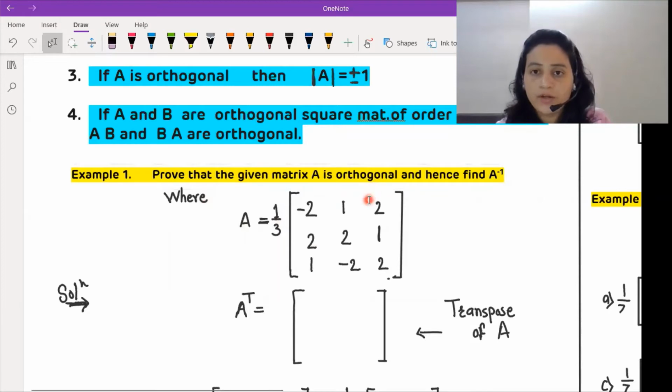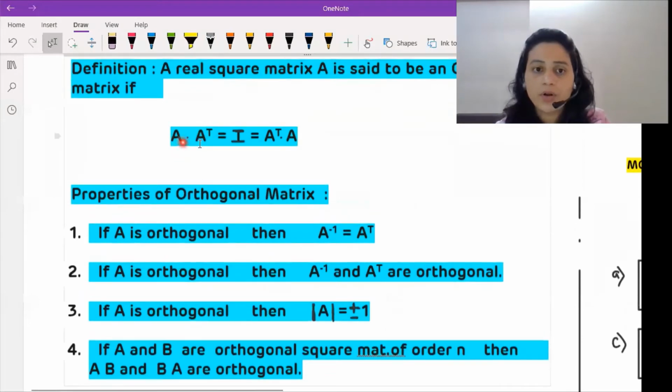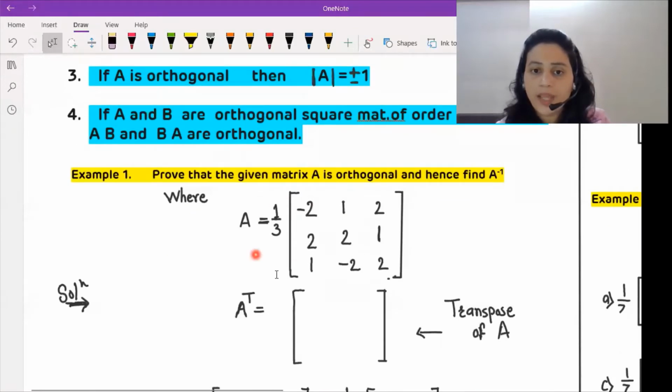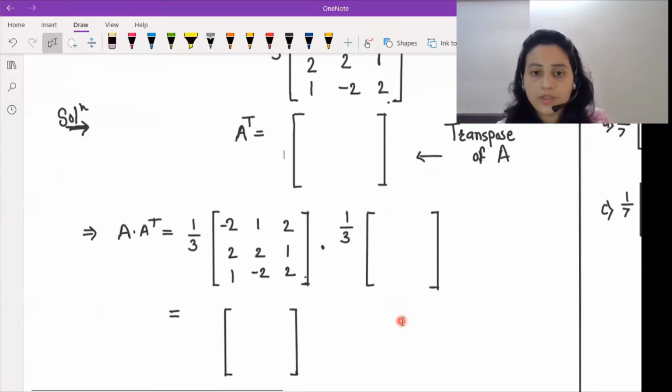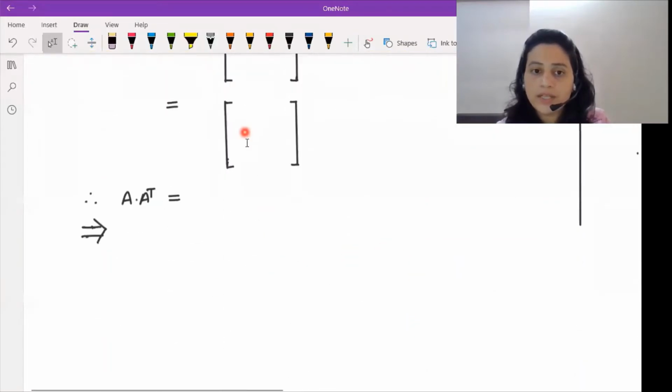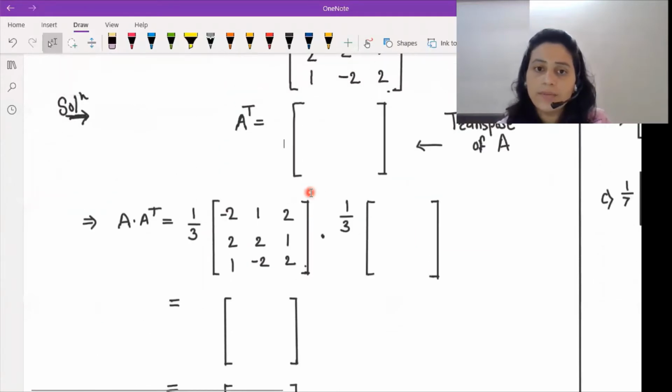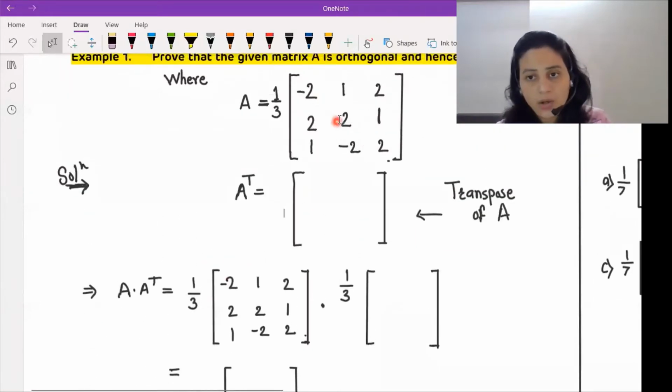So for that we are going to use the definition of the orthogonal matrix. So what is the definition? The product of the given matrix A and its transpose will give us the identity matrix. For this example, A we have given. Just we have to find the transpose of this given matrix A. Then afterward we are going to take the product of the given matrix A and its transpose, and if that product will give us the identity matrix, then the given matrix A is orthogonal.